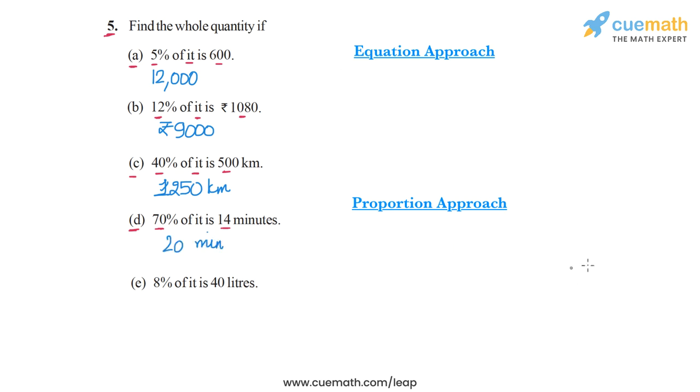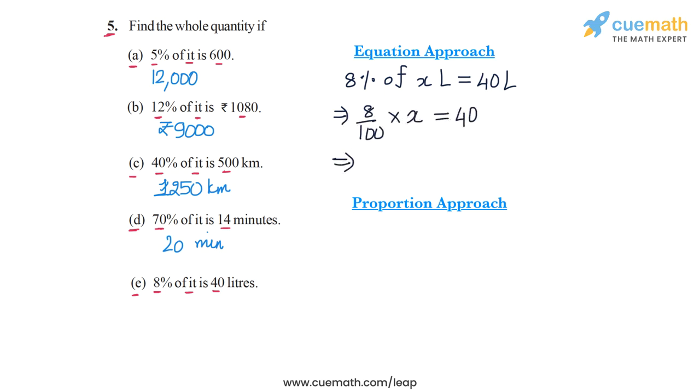Now we come to part E, in which we are given that 8% of the whole quantity is 40 liters. So in the equation approach, we write 8% of the whole quantity. Let the whole quantity be x liters. So 8% of x liters is equal to 40 liters. This means that 8 by 100 of x, or 8 by 100 into x, is 40. So once again, let's cross multiply 100 into the numerator and 8 into the denominator. So this will give us x equal to 40 into 100 by 8.